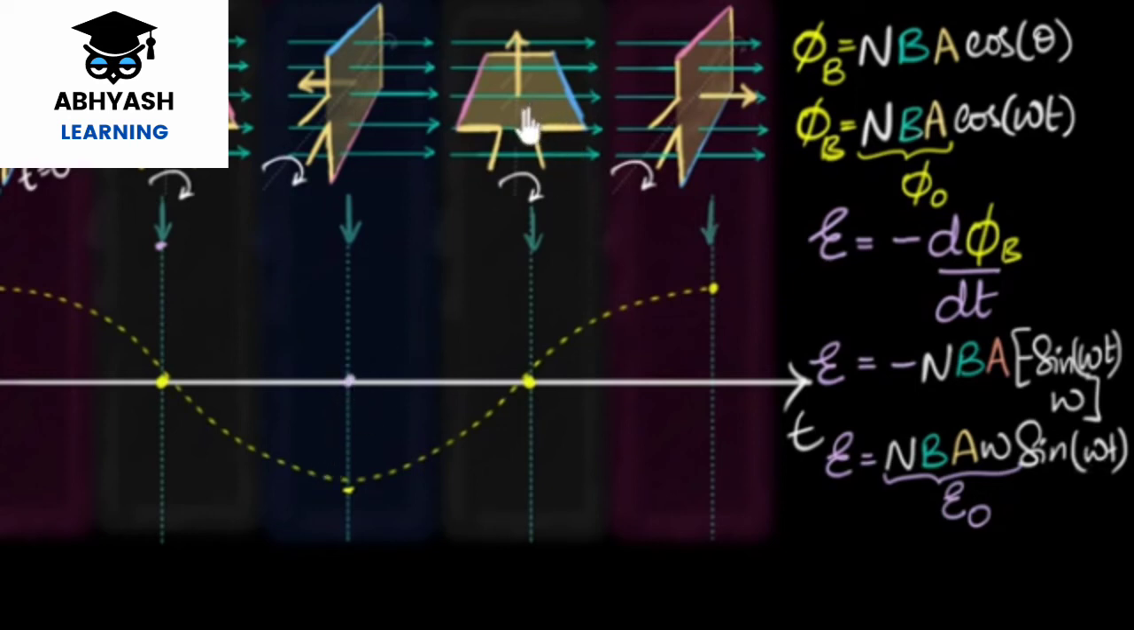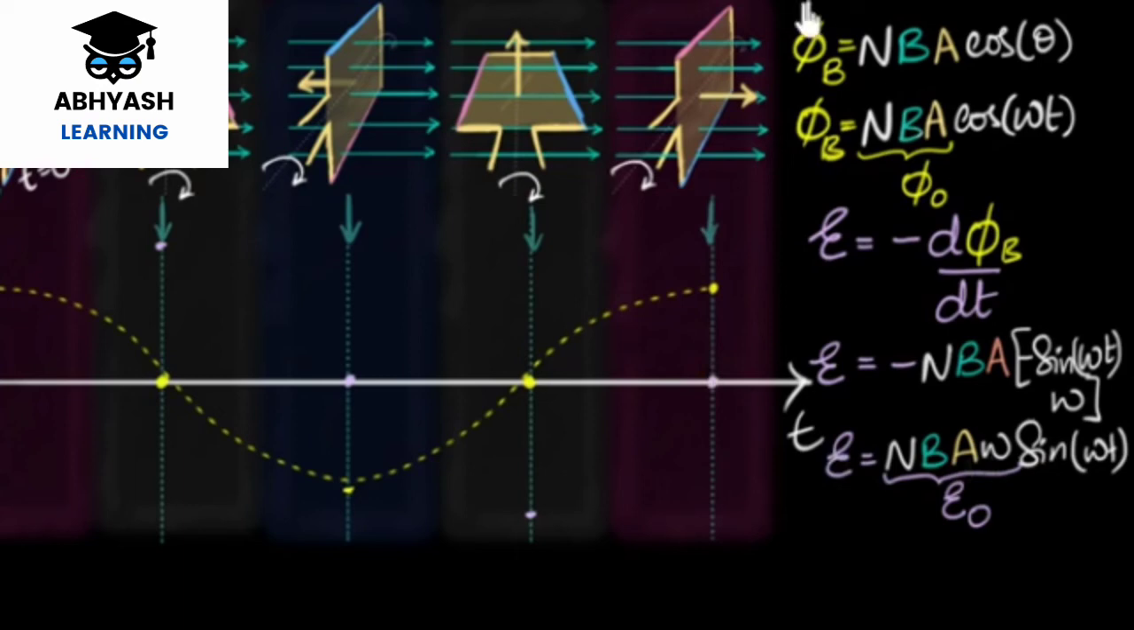And then at this point, you would have turned by 270 degrees. Sine 270 is minus 1, and so you get now the negative maximum. So you get somewhere over here. And finally, by the time you come here, it would have turned by a whole 360 degrees. Sine 360, or 2 pi, is 0, and so EMF becomes 0 again.